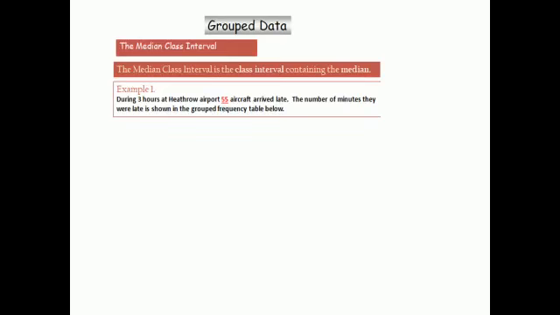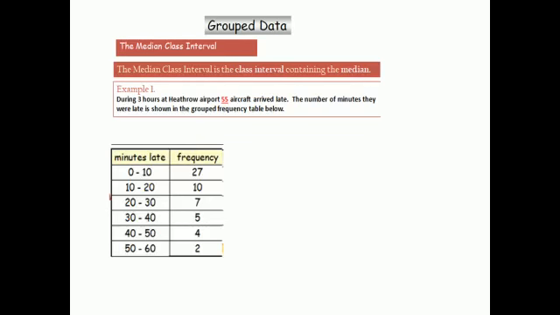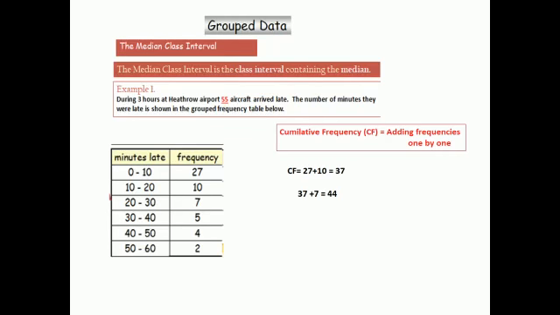Okay, so here the same example, we will find the cumulative frequency of this one. So how can we find the cumulative frequency? Adding the frequencies one by one. Normally we will write the first frequency, 27. Then 27 plus 10, you got 37. Then 37 plus 7, 44. Okay, 44 plus 5, 49, plus 4, 53, plus 2, 55.